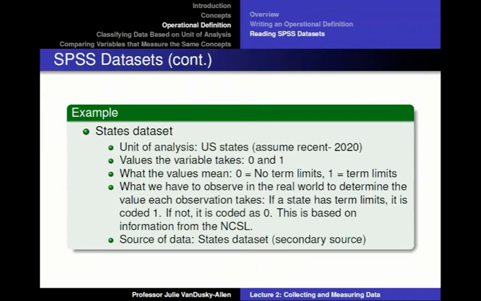If you go to the code book in the back of the IBM SPSS Companion to Political Analysis book for the states dataset, and you find the term limits variable, there is a footnote that tells you that the data is from the NCSL website. The NCSL is the National Council of State Legislatures. So now we know that the authors of the dataset used information from the NCSL to determine whether a state is coded as 0 or 1. And last, we know the source of the data is the states dataset, a secondary source since we did not collect it.